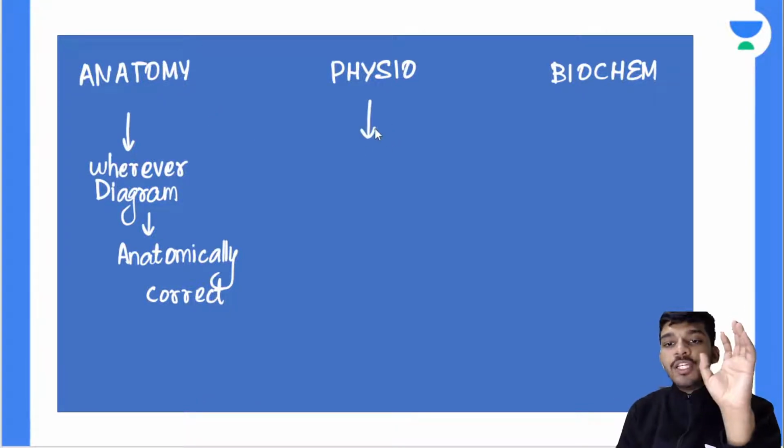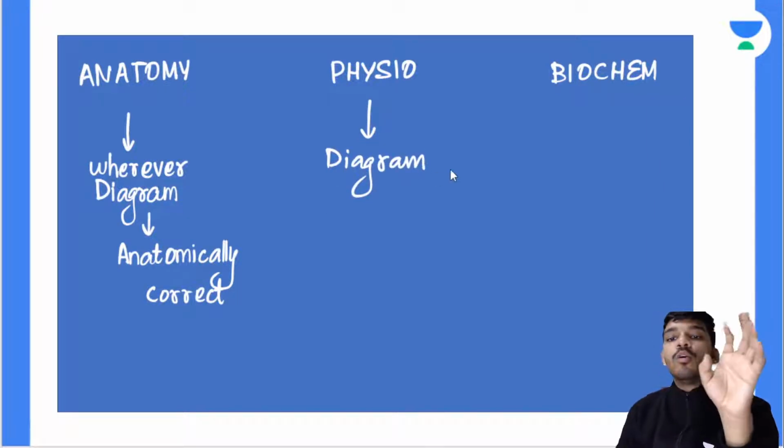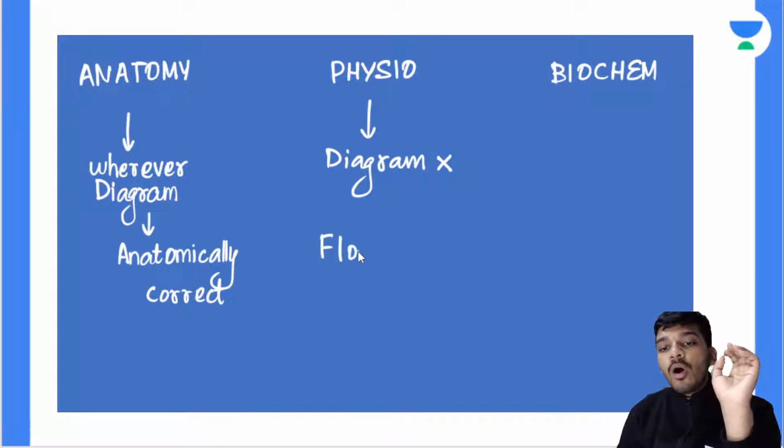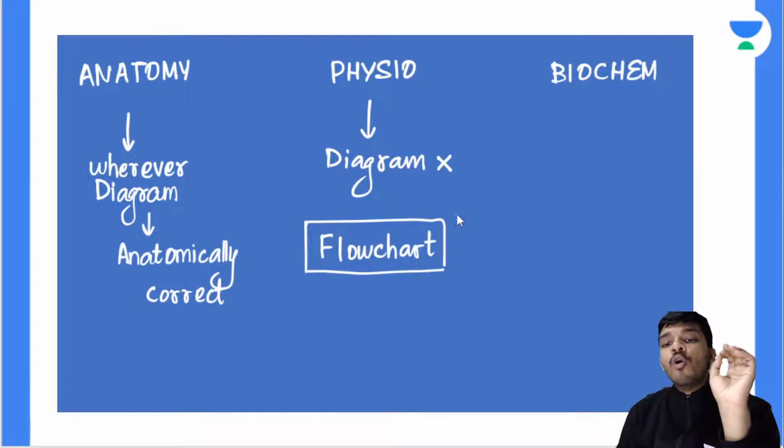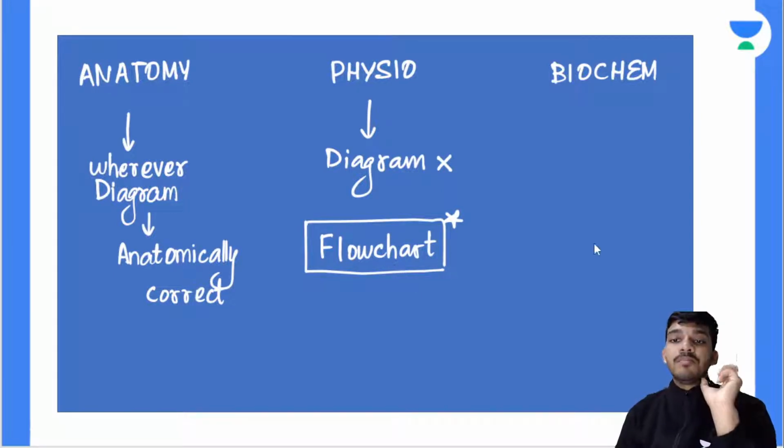Same goes for physiology. Try to draw a diagram wherever possible. But in physiology, I know that a diagram is not always possible. But here you should always remember to draw a flow chart. Okay. In physiology, flow charts are always possible. Okay. Especially when you have homeostatic processes, the flow charts, they will actually make your marks.